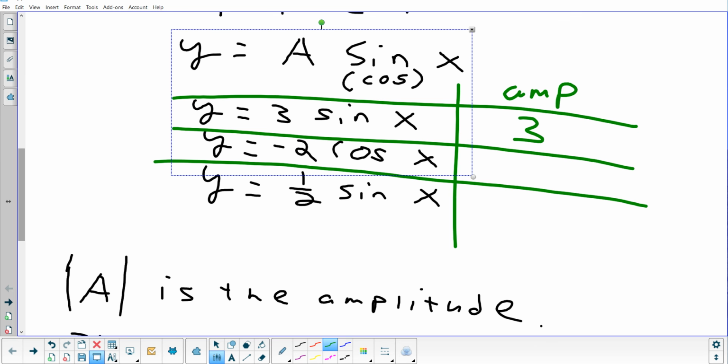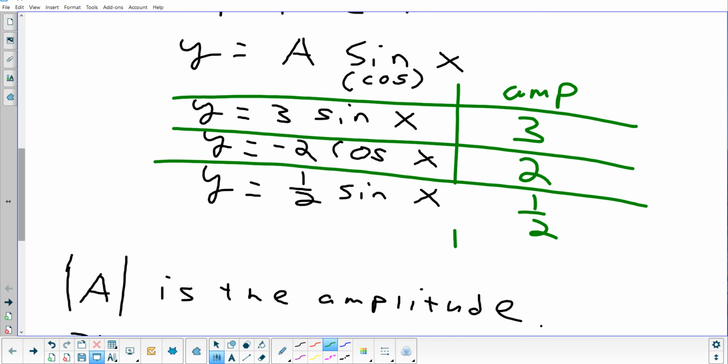How about the amplitude of the second one? Yep, that would be 2. How about the amplitude of the third one? Yeah, 1/2. What if I did this? What's the amplitude now? Still 1/2. What if I did that? Still 1/2. That's a phase shift.